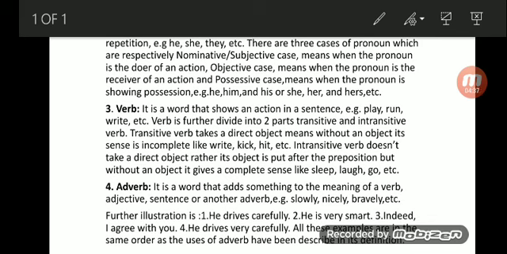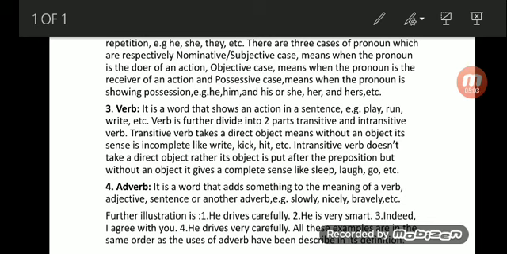The next topic is adverb. Adverb is a word that adds something to the meaning of a verb, adjective, sentence, or another adverb. For example, slowly, nicely, bravely, etc.